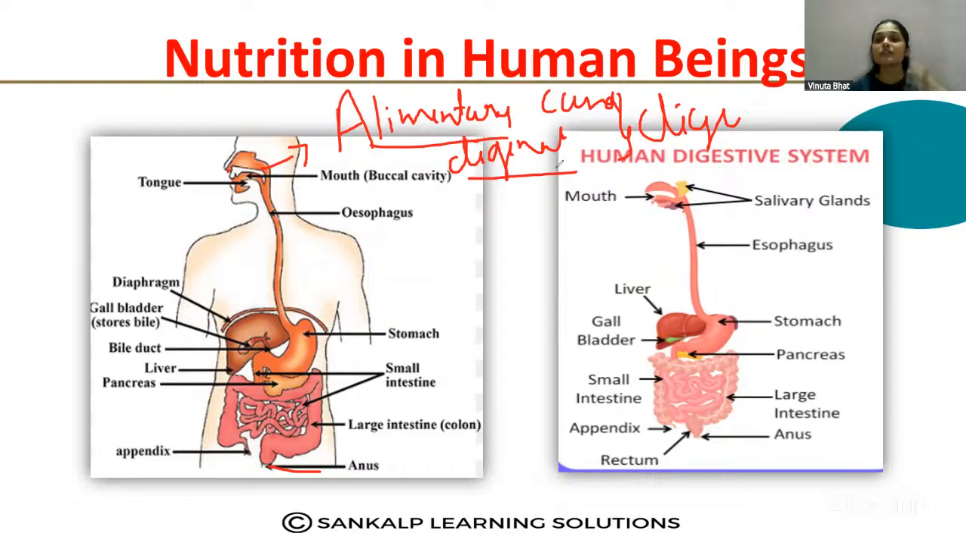Because the nutrients are very complex, and these complex nutrients should become simple forms, then only our body will absorb these nutrients and get the energy.